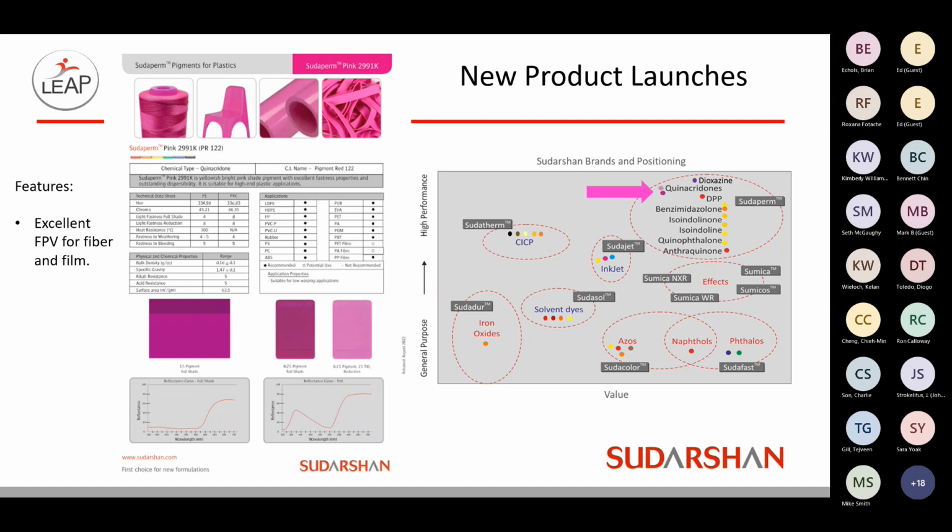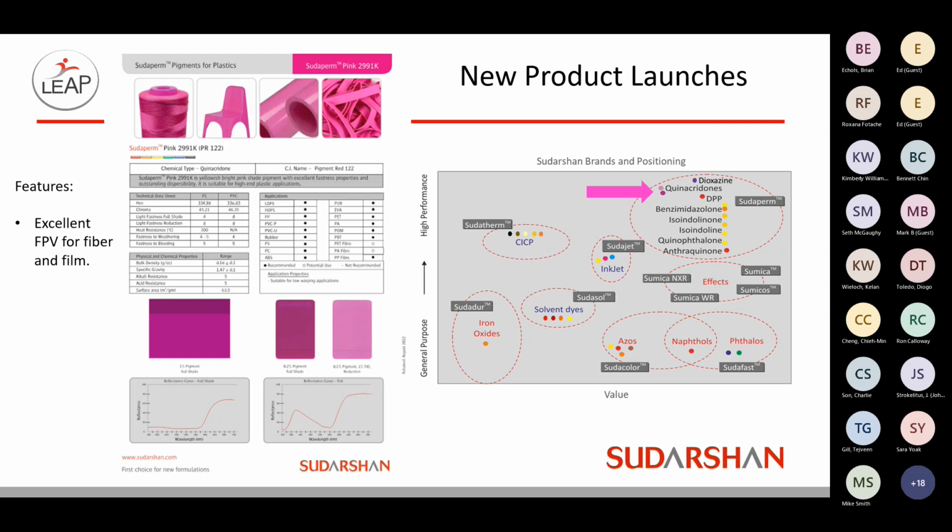So we've been busy this month. We've launched a few new products, 2 products in the Pigment Red 122 space. We've just recently launched our Pigment Sudarshan Pink 2991K. This is another option for plastics, which offers excellent FPV for fiber and film applications.